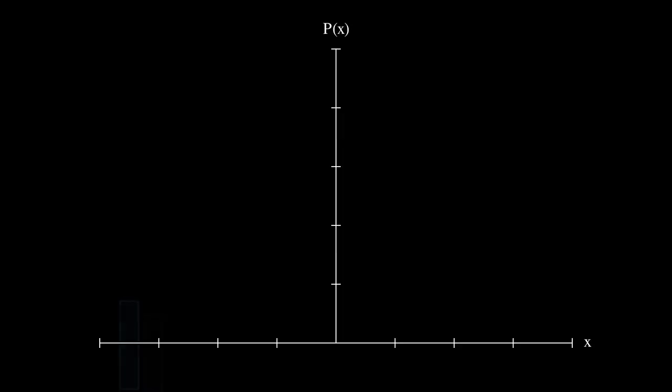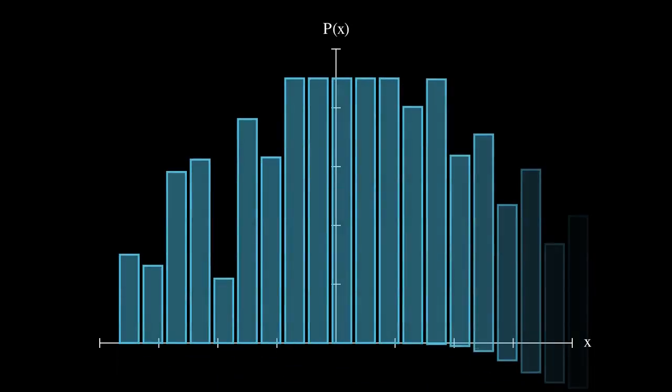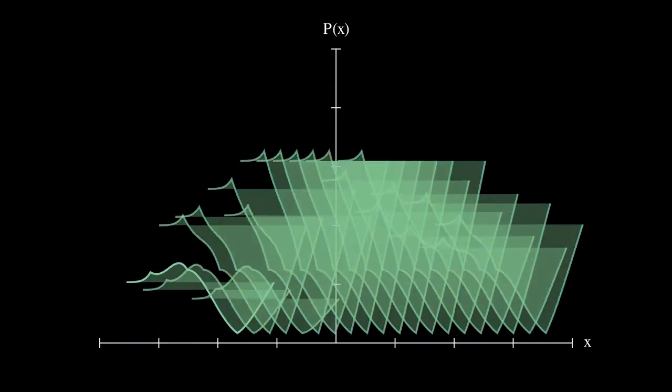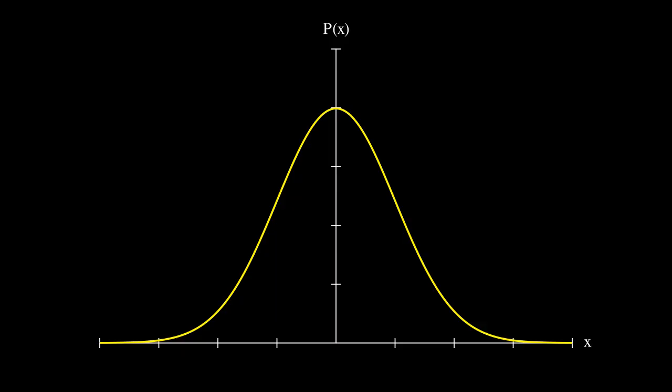Look around you. The height of every person in a city. The errors in a scientific measurement. The scores on a standardized test. These things seem random. But if you collect enough data, a hidden pattern emerges. Chaos collapses into order. This shape is the normal distribution, also known as the Gaussian distribution or the bell curve.